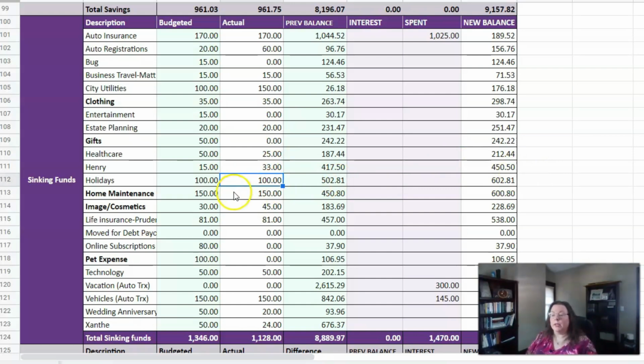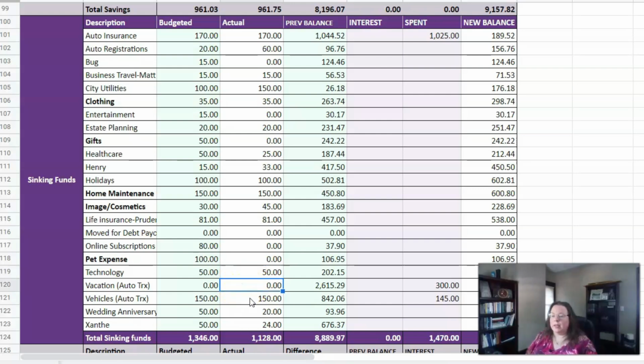Holidays, we did 100. Home maintenance, we did 150. Image cosmetics, we did 45. Life insurance, we did 81. Move for debt payoff, we didn't put anything in there. Nothing to online subscriptions. Pet expense, we did nothing. Technology, we did 50.